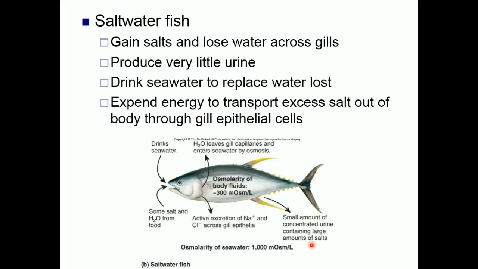Now there is another group of fish for which I do not have a slide here, and that is sharks. Now sharks are interesting because their body osmolarity is about 1,000 milliosmolar per liter, which, if you remember, is the same as seawater. So they are isoosmotic with the seawater, which means that they do not lose any water through their gills into the ocean.